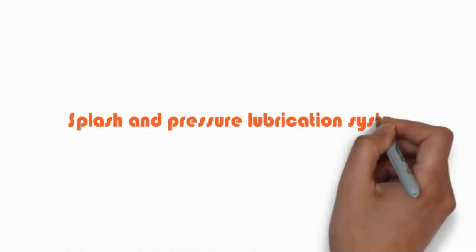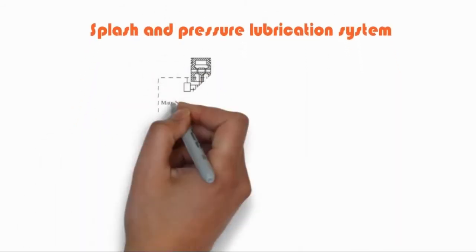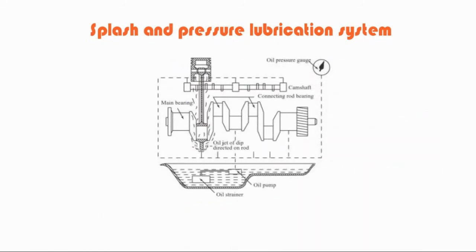Splash and pressure lubrication system. Splash and pressure lubrication system is a combination of splash and pressure systems, as shown in the figure. In this system, the lubricating oil is supplied by a pump, under pressure, to the main and camshaft bearings. The oil is also directed, in the form of spray, from a nozzle, or splashed by a scoop, or dipper, on the big end to lubricate bearings. At the big end of the connecting rod, crank pin, gudgeon pin, piston rings and cylinder.